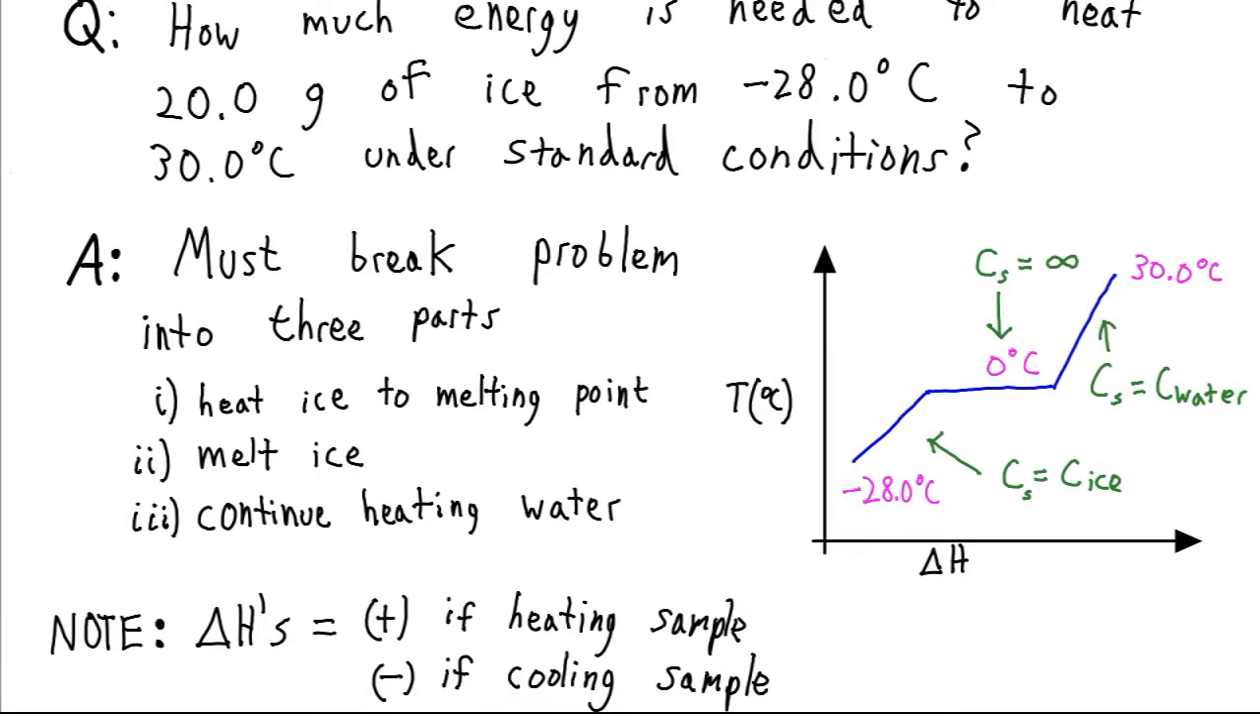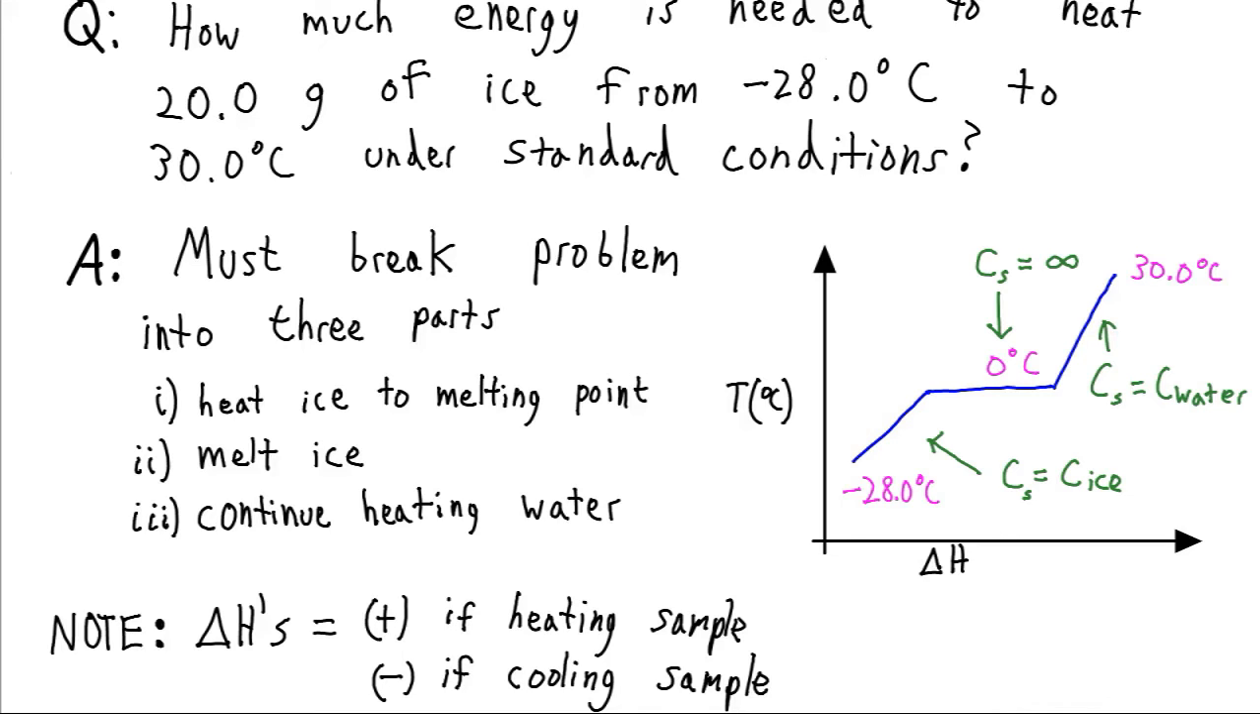And note here, it's very important that we get our signs correctly. So we are heating this sample, we are putting energy into it, and you can see that we are going up on the graph, up in temperature and up in energy. And so that means we're going to have positive signs in all these quantities. And we're going to get one large value for delta H at the end.